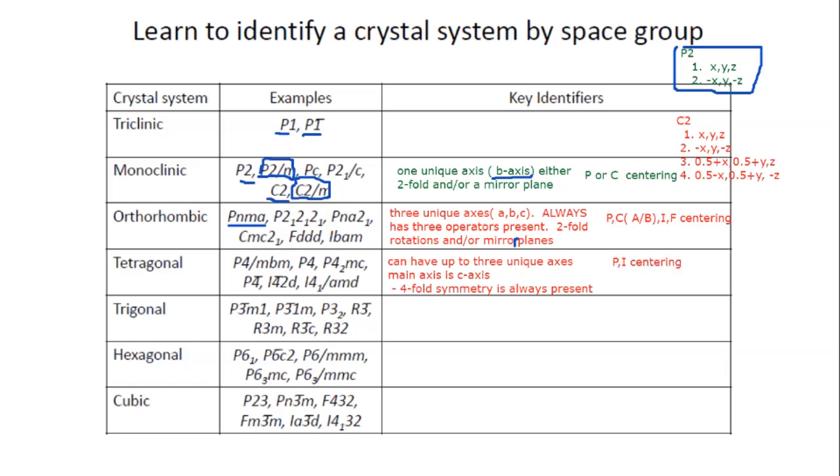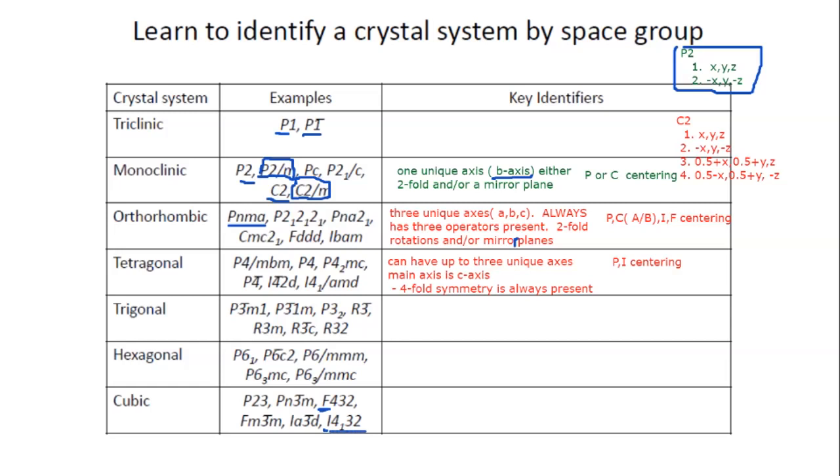Now, the way you can tell the difference between tetragonal and cubic, because if you notice cubic has some 4-fold symmetry, is you've got to look first at the centering. So if you see a space group such as F432, well, you'll notice this is F-centered, and tetragonal cannot be F-centered, even though there's 4-fold symmetry present.